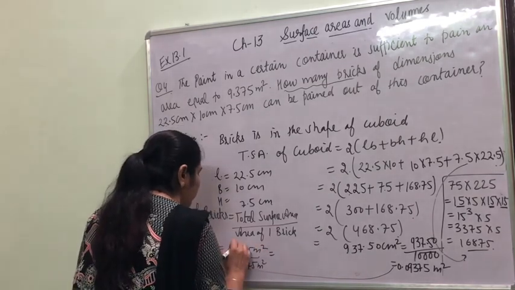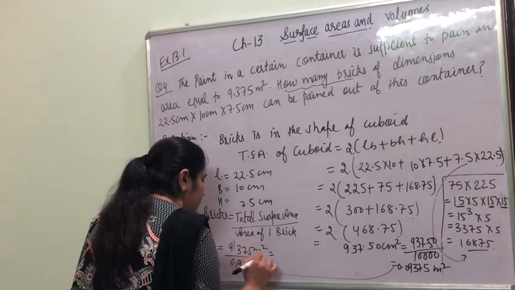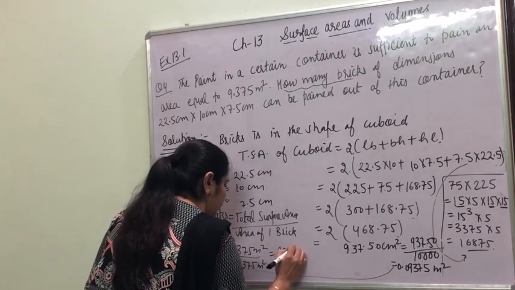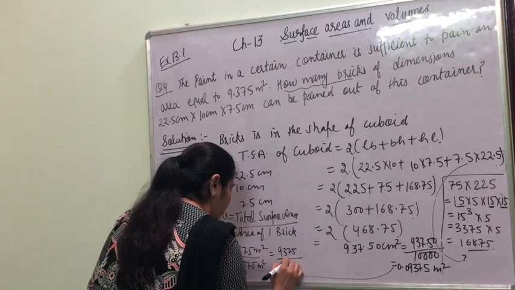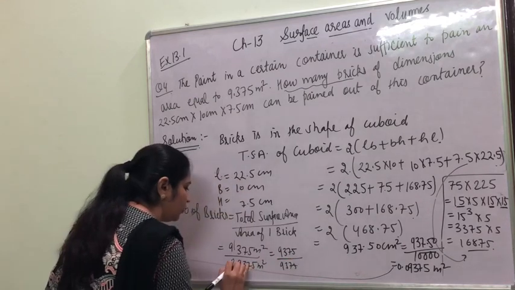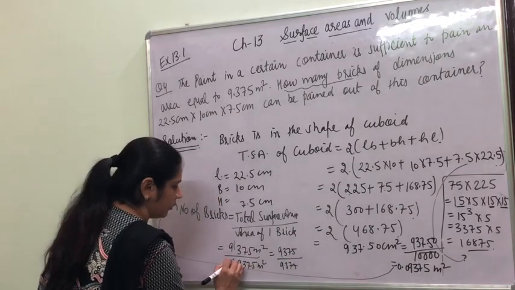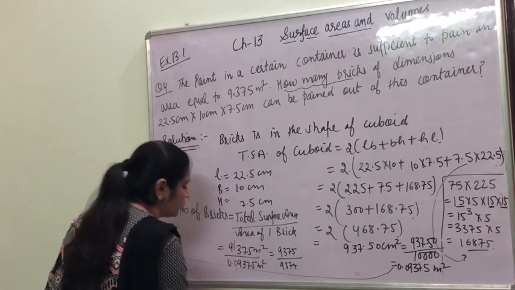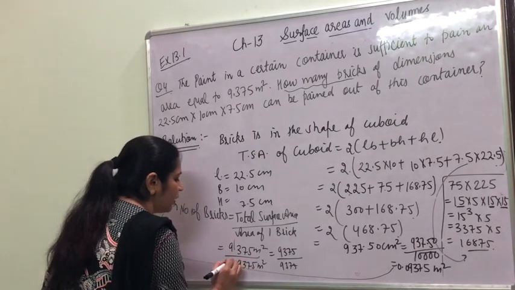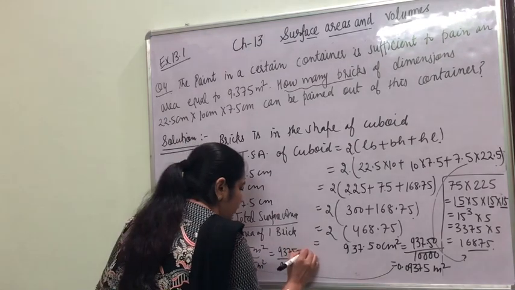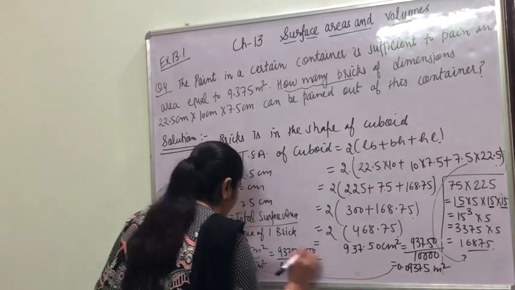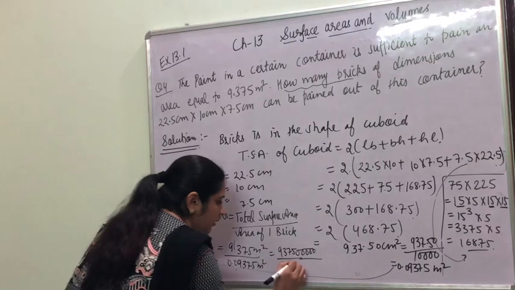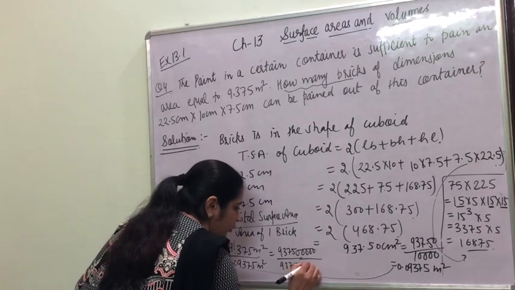We'll remove the decimal points, 9375 over 9375, and one more 0 was there. Here it is 0.09375, 5 decimal places. 5 zeros will be written in the numerator. Now 3 zeros will be written in the denominator.